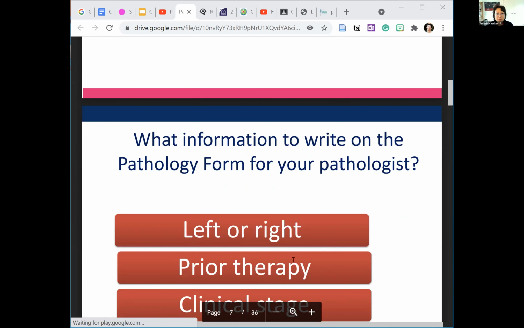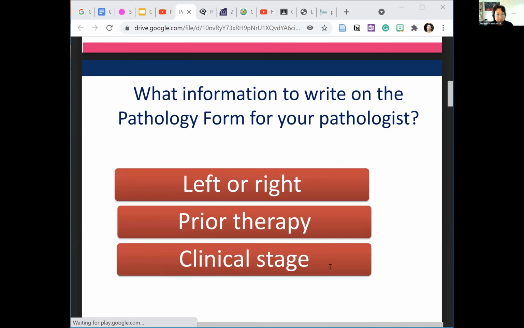Yeah. Prior therapy is very important because usually it's a failed eye and I want to know what you've done beforehand because sometimes I can't see anything, there's nothing left, you've fried it. And the clinical stage, that helps me also in what I'm looking for. Anything else that you'd like, Diane?